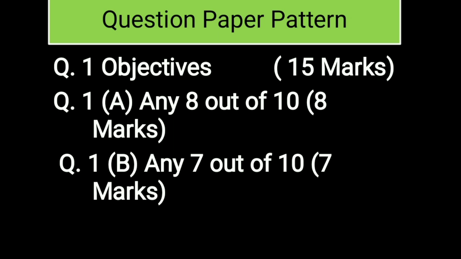Now let's start with the question paper pattern. Question number 1 is of the objectives. You are having objectives of 15 marks. Now this objectives is divided in two parts, that is sub question A and sub question B. In sub question A, they are going to ask you 10 questions and you have to attempt any 8, but still I'll suggest the students solve all 10 questions in case of sub question A as well as sub question B, because suppose if you make any mistake, then also you will not lose out the marks and you can easily score 15 out of 15 in this objectives.